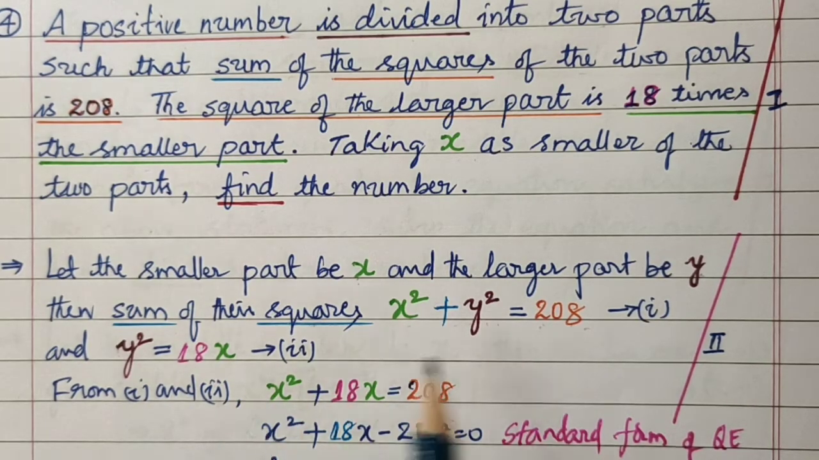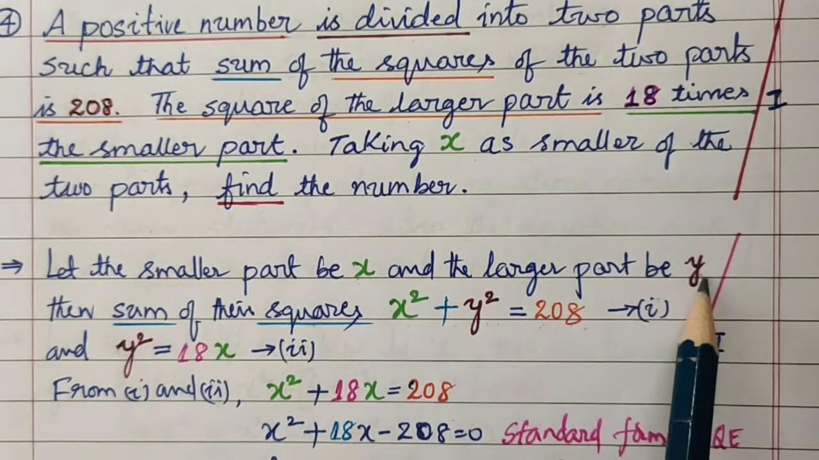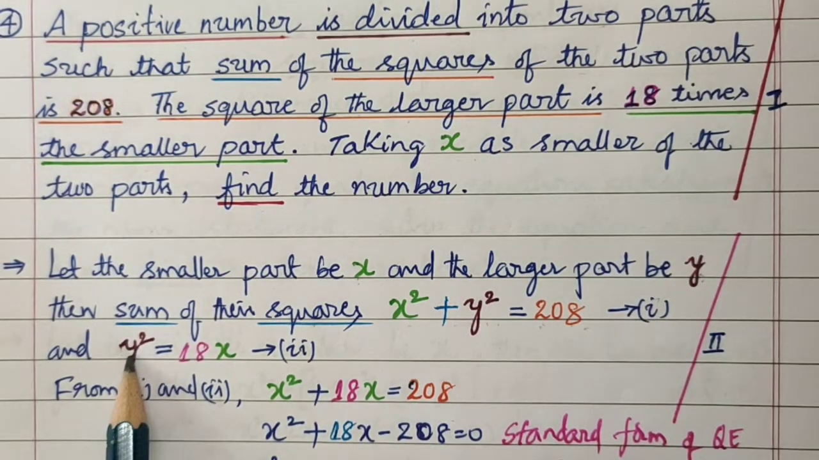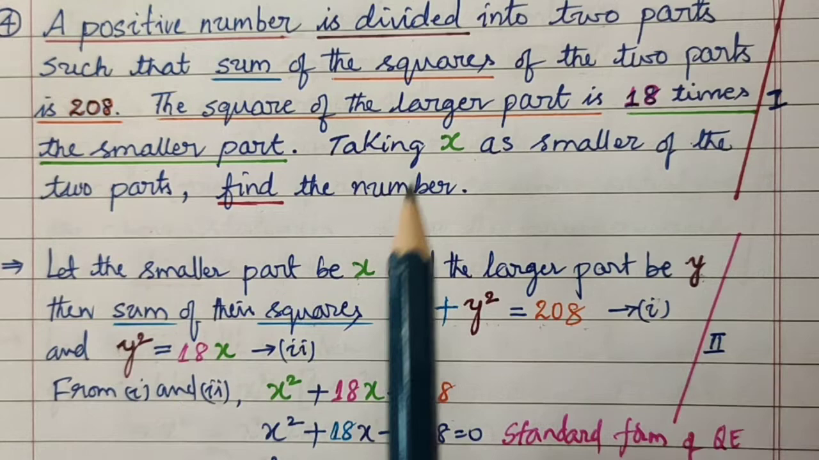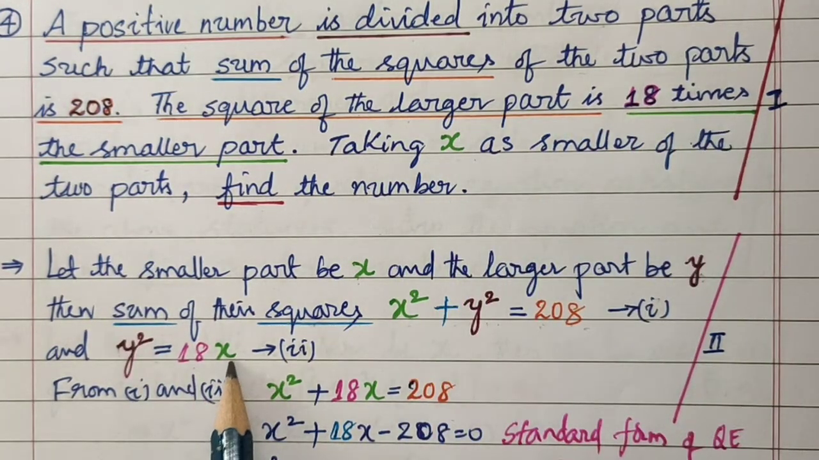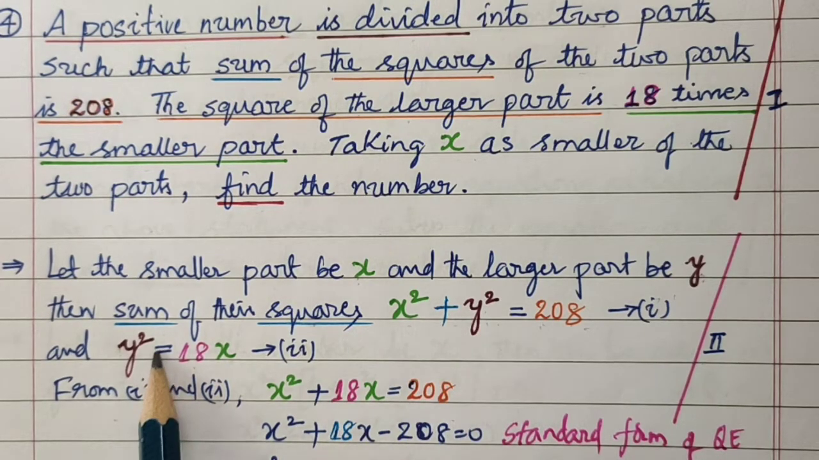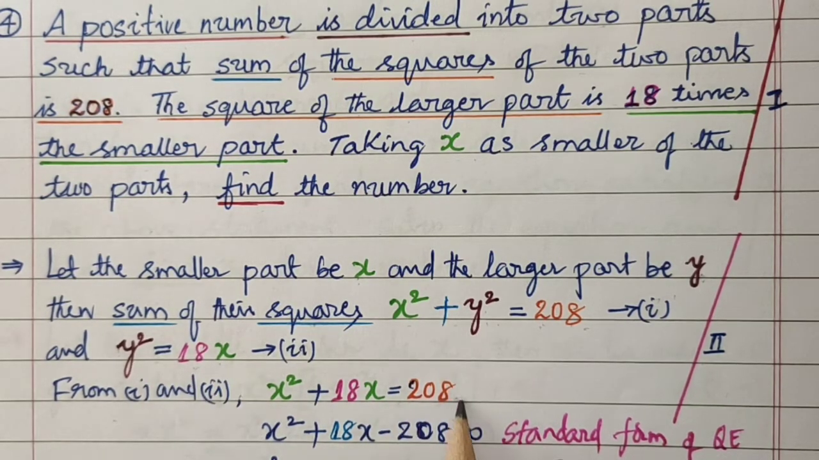Then the other condition, they have given two conditions here. The square of the larger part, y is the larger part, square of that is equal to 18 times the smaller part, which is x. This is the second condition. We have two equations. From 1 and 2, x square, in place of y square we replace with 18x, that is equal to 208. So we formed an equation.